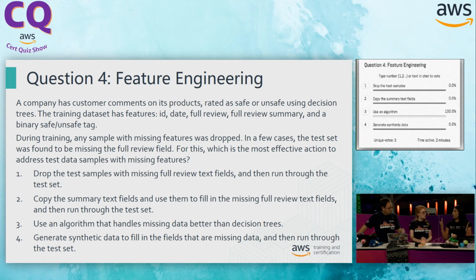So that is the closest option and a logical option I would choose when I'm doing feature engineering. Hence, option number 2 seems consistent to me here. So copy the summary text fields and use them to fill in the missing full review text fields, and then run through the test set again.